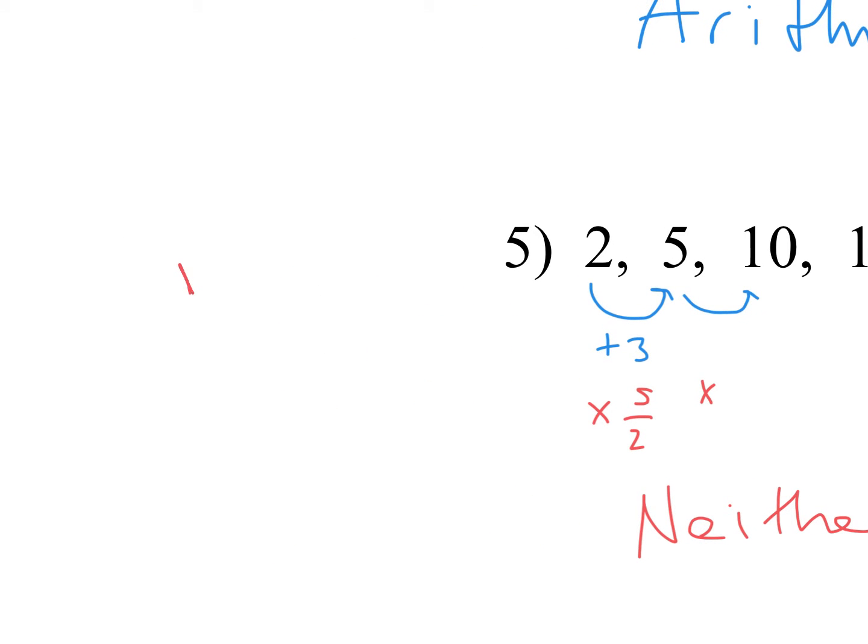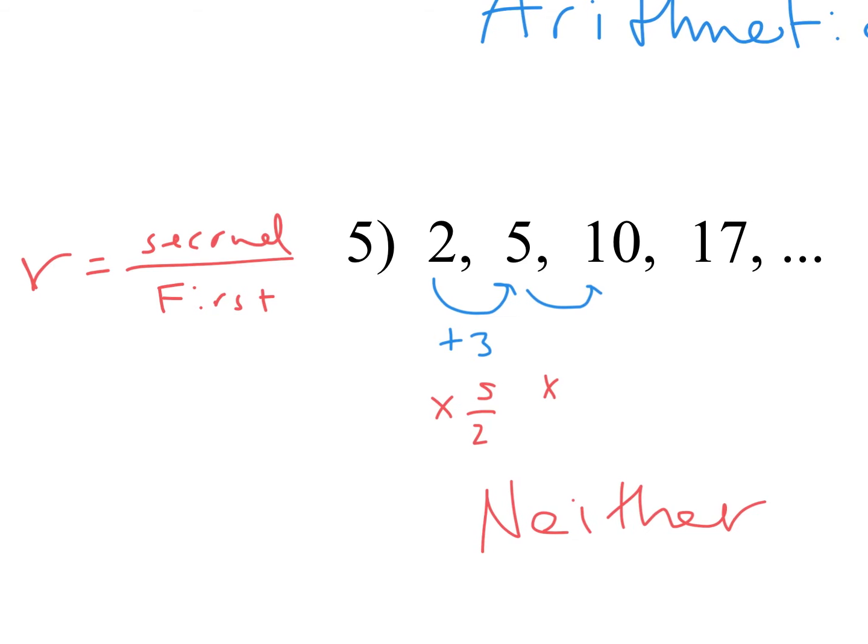To find what your common ratio is, you always take the second term and divide it by the first. So that's what we multiply to get from 2 to 5. But if you look here, to get from 5 to 10, we're multiplying by 2. We're not multiplying by 2 here, so it's not.